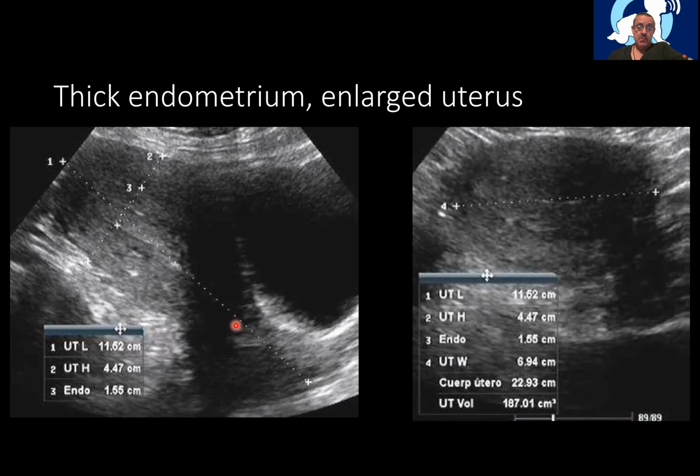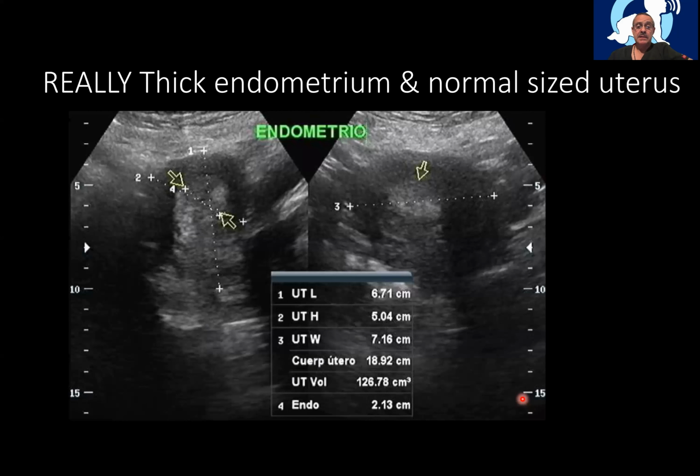Some uterus are more enlarged. This is an 11.5 centimeters high uterus with an endometrium which is 15 millimeters. The uterine volume is high. And there's a really thick endometrium with a normal size uterus. Most of the time it is due to hormonal issues.